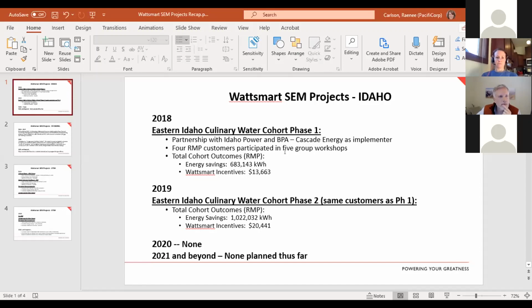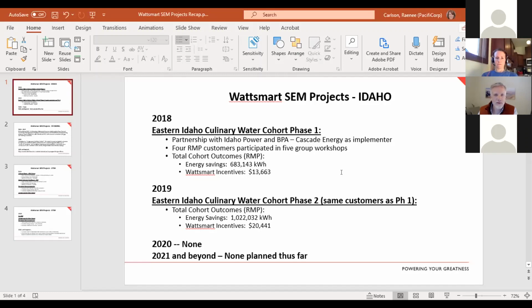And you can see the outcomes there, about 683,000 kWh in 2018, and then with some higher savings to close out in 2019. So that was a great effort. Really, really fun to be a part of. Chris Knopf on our team was the project manager for that.